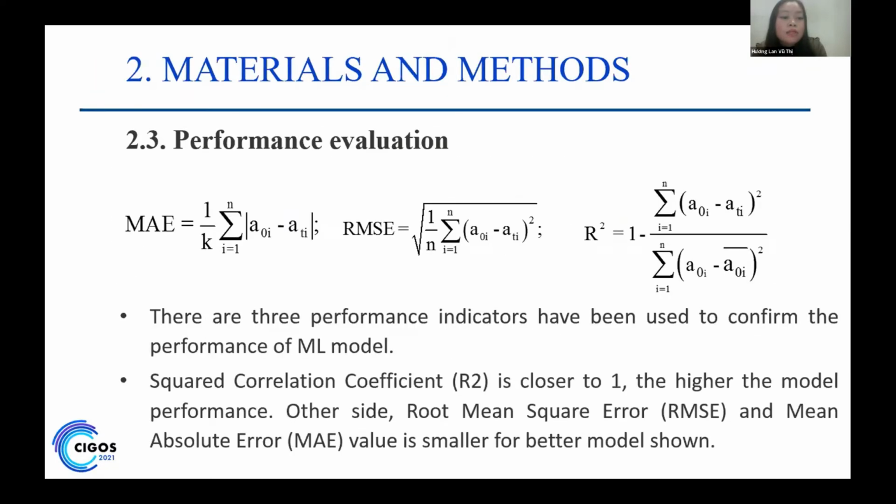2.3 Performance evaluation. There are 3 performance indicators used to confirm the performance of the machine learning model. The closer the squared correlation coefficient is to 1, the higher the model performance. On the other hand, the root mean square error and mean absolute error values are smaller for better models.